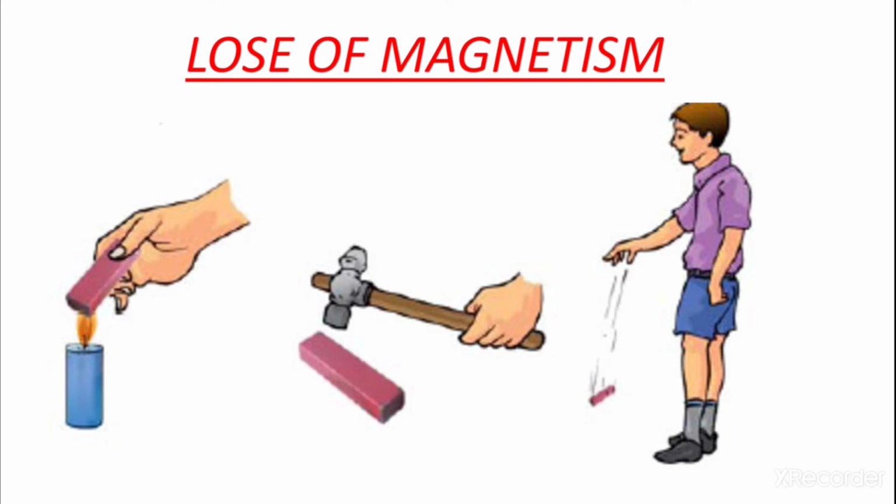We can make a magnet lose its magnetism in the following ways. If we heat a magnet to a certain temperature, it will lose its magnetic power. If we hammer a magnet, it can also lose its magnetic properties. If we drop a magnet from a certain height, it can also lose its magnetic properties.